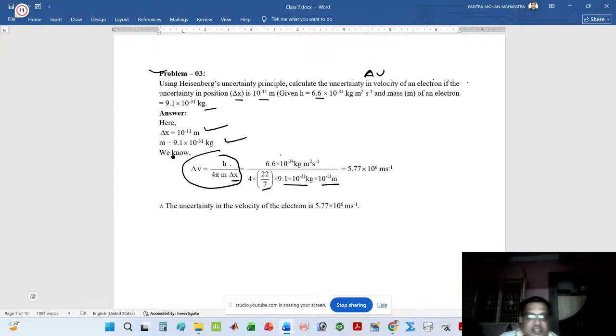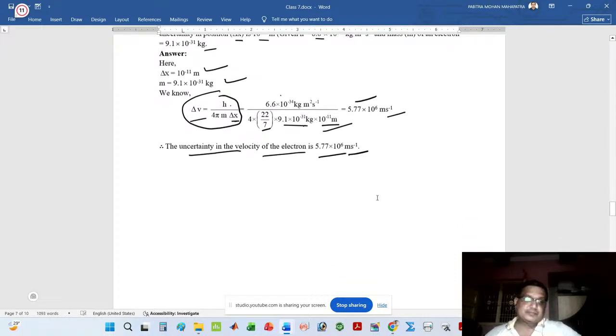That means here I can say that del v is equal to how much? 6.6 into 10 to the minus 34 kg meter square second inverse divided by 4 into 22 by 7 into 9.1 into 10 to the minus 31 kg into 10 to the minus 11 meter. If you solve, the answer is 5.77 into 10 to the 6 meter per second. So the uncertainty in velocity of the electron is 5.77 into 10 to the 6 meter per second. This is the answer.